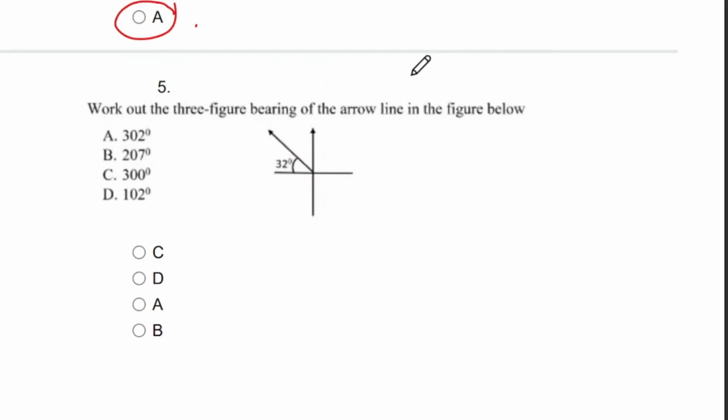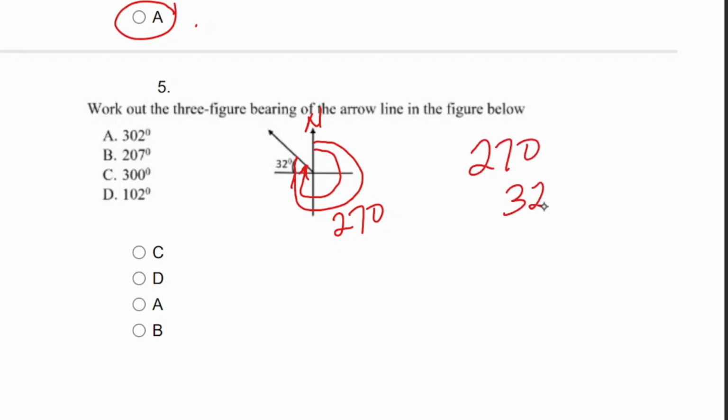The question says, work out the 3-figure bearing of the arrow line in the figure below. This one is drawn for you. So you are now changing it to 3-figure bearing. That means we are looking for this. We are starting from the north and then we move clockwise to the arrow line. So from the north to this place is 270. Then we add 32 to it. That will be 270 plus 32 degrees. That is 302 degrees, which is option A.